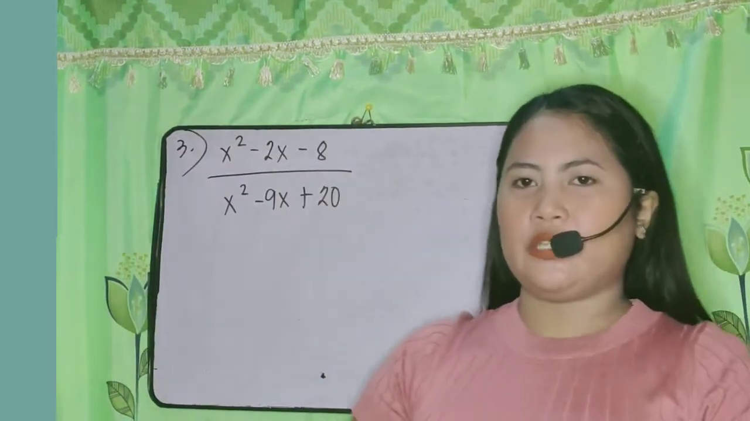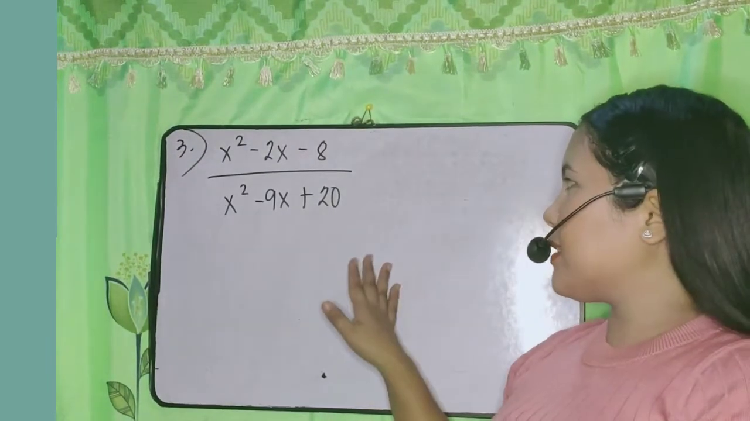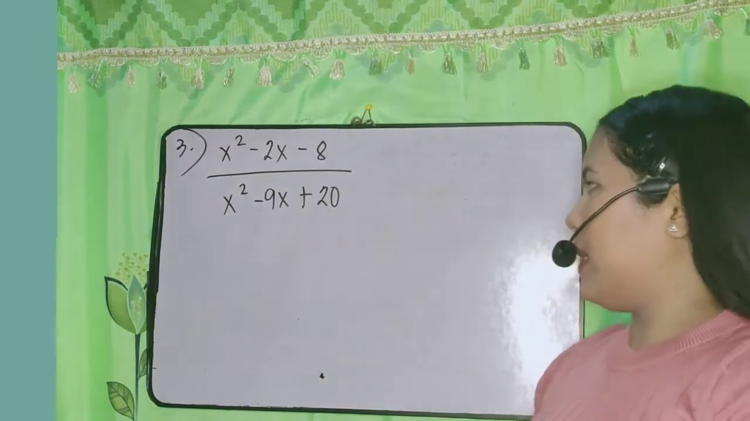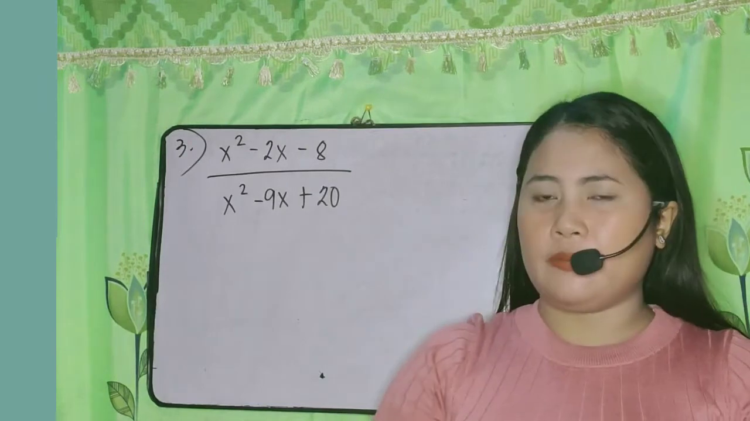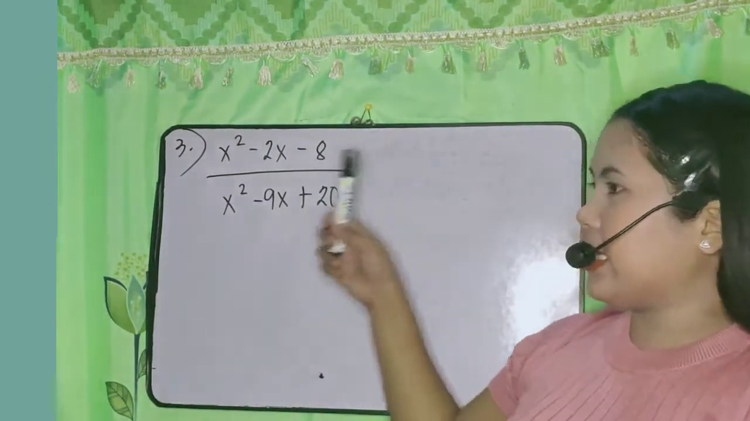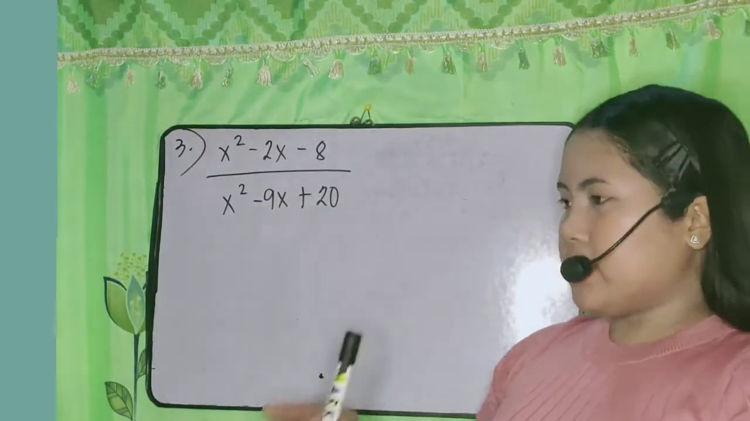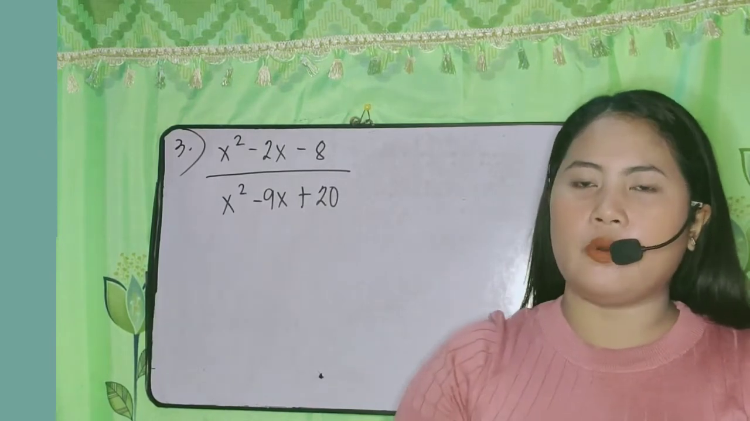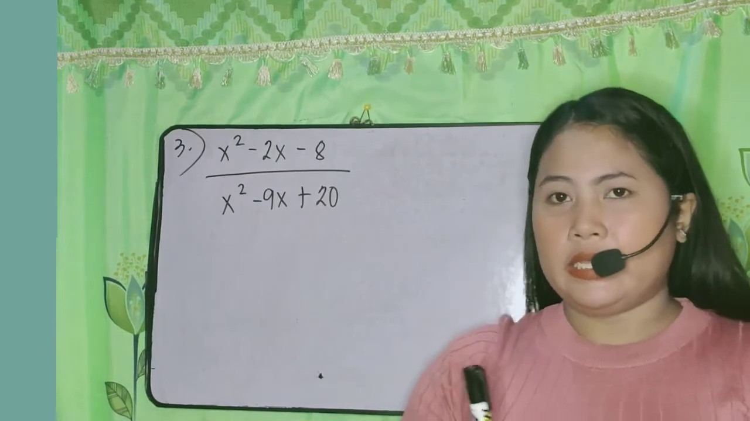Okay, so let's proceed to our third example. Still, we're going to simplify x squared minus 2x minus 8 over x squared minus 9x plus 20. In here, if you notice, our example is longer now, unlike earlier when it was still short. Okay, so first, we're going to apply these 2 steps. First step, factor out both the numerator and then the denominator.